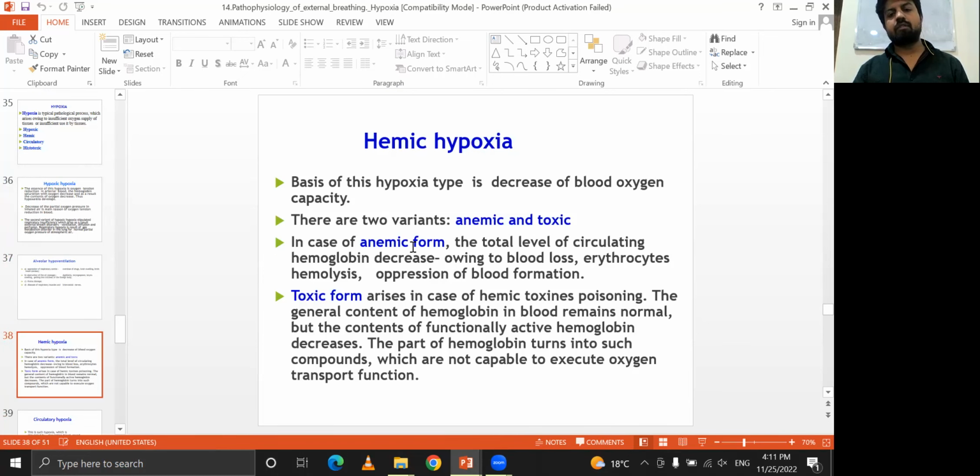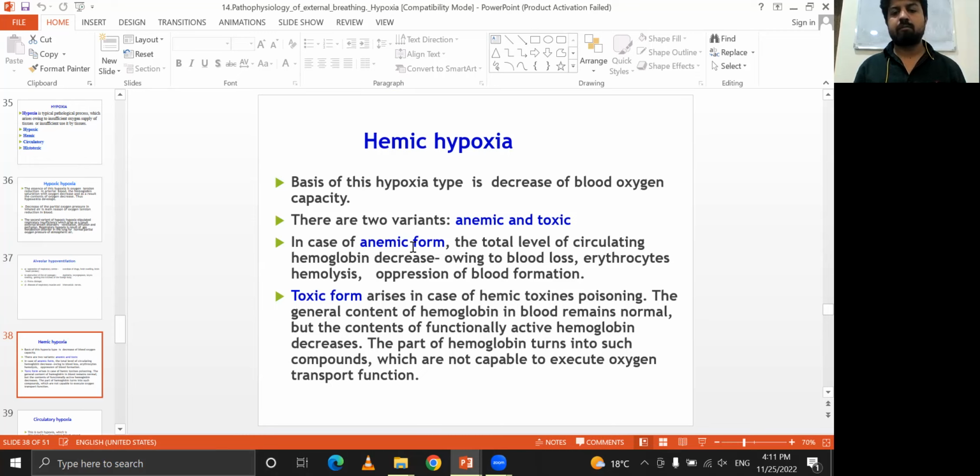The basis of the hemic hypoxia type is decrease of the blood oxygen capacity, and there are two variants, anemic and toxic. In case of the anemic form, the total level of the circulating hemoglobin decreases owing to blood loss, erythrocyte hemolysis, or oppression of the blood formation. The toxic form arises in case of hemic toxins like poisoning. The general content of hemoglobin remains normal, but the content of the functionally active hemoglobin decreases.